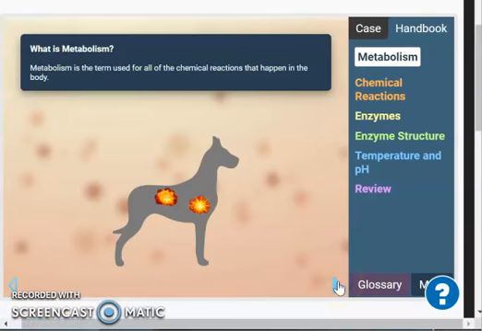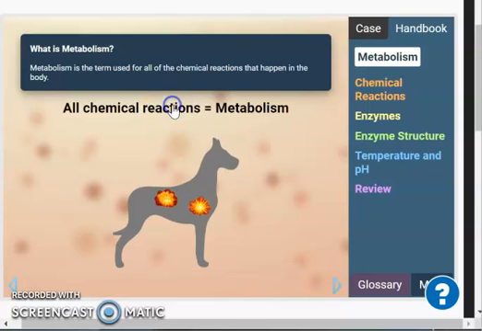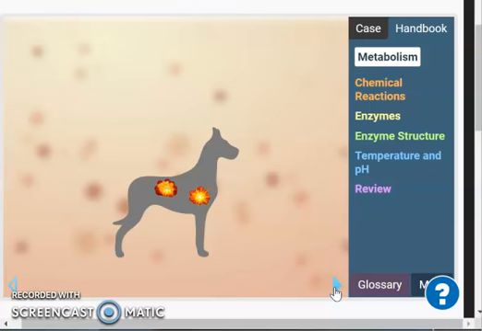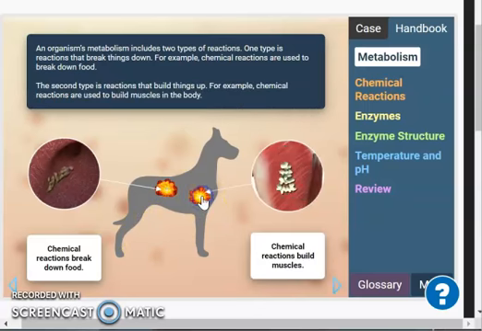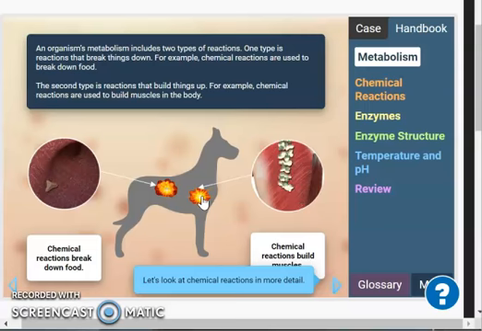What is metabolism? Metabolism is the term used for all of the chemical reactions that happen in the body. All the chemical reactions equal your metabolism. An organism's metabolism includes two types of reactions. One type is reactions that break things down. For example, chemical reactions are used to break down food. The second type is reactions that build things up. For example, chemical reactions are used to build muscles in the body.